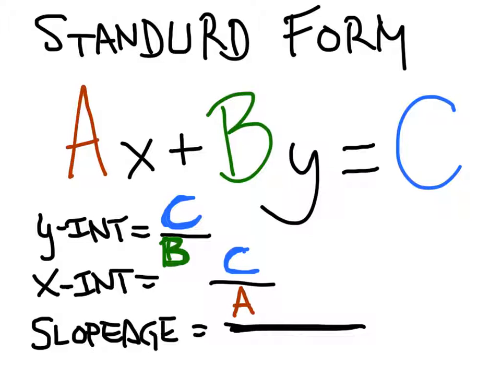All right, with slope, what you're going to do is take the A value and divide it by the B value, okay? Except there's just one last thing with this, okay? It's negative. Okay? It's a negative A over B.